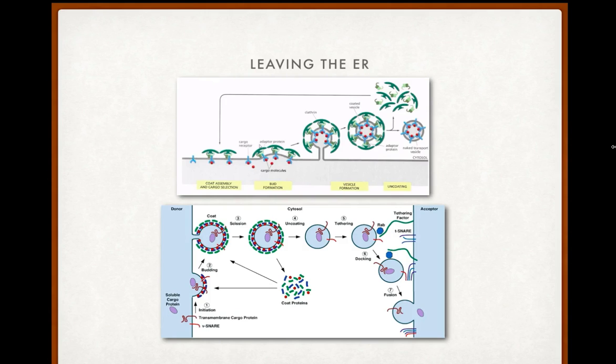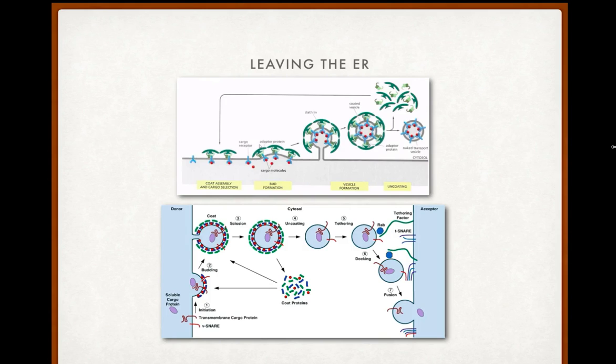While the adaptin is collecting the cargo receptors, it's also grabbing Rabs and V snares. Clathrin weaves around the adaptin and it pinches the vesicle, causing a clathrin pit. The pit tightens more and more, and then dynamin comes in and pinches the vesicle off the membrane. The vesicle is taken by walking proteins, and the clathrin pit releases.